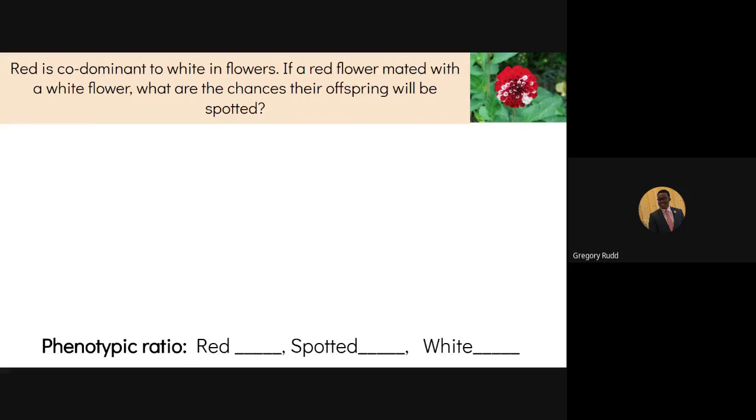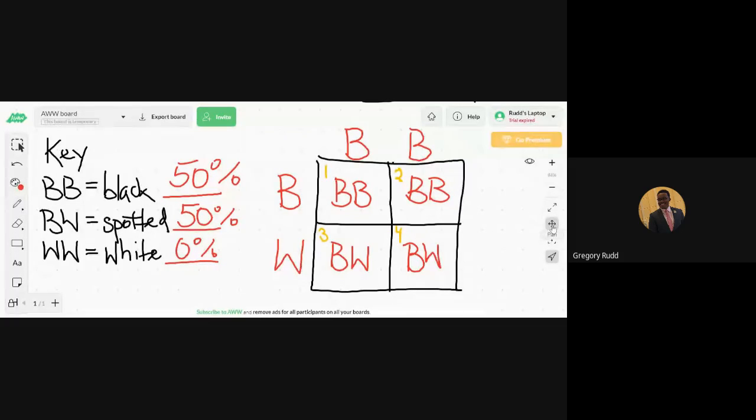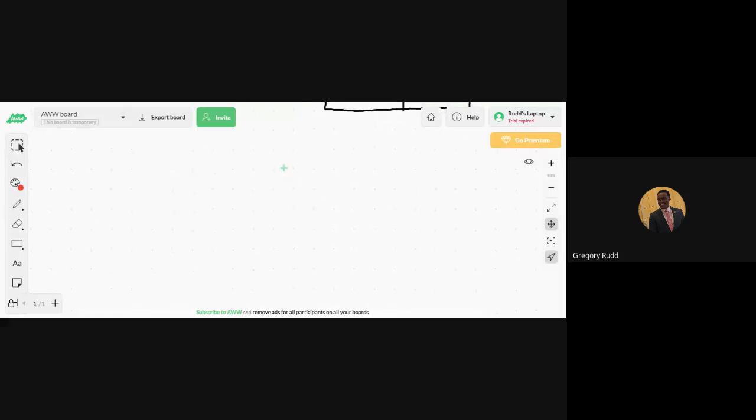So we've got a red flower that is codominant to white flowers. If a red flower mated with a white flower, what are the chances their offspring will be spotted? So again, we've got codominance taking place here. So what's our first step? Always. What is always our first step? To our box.